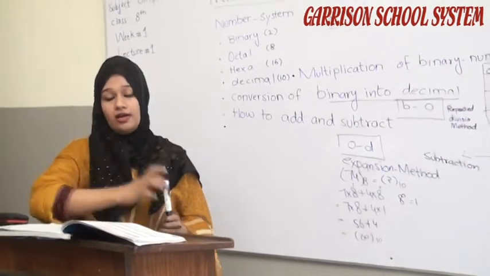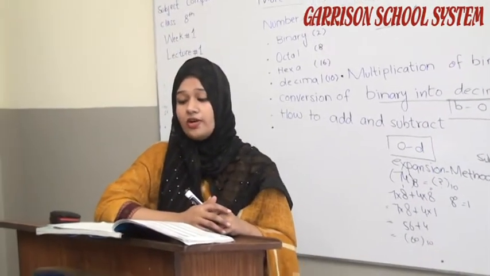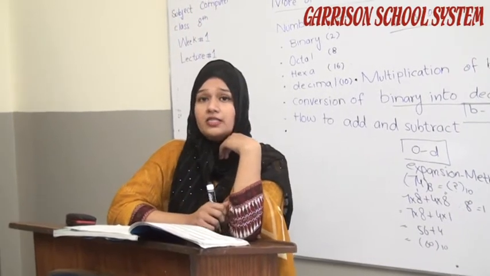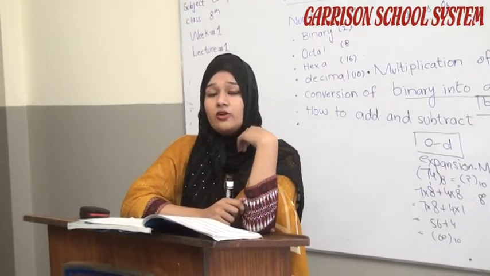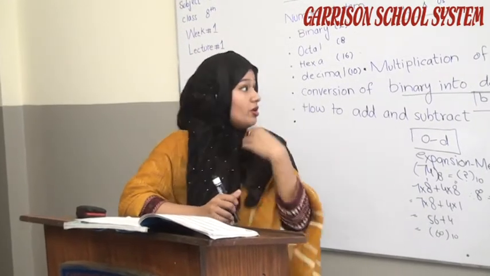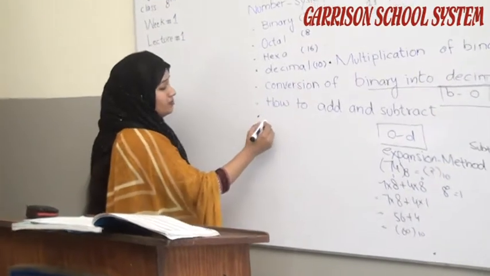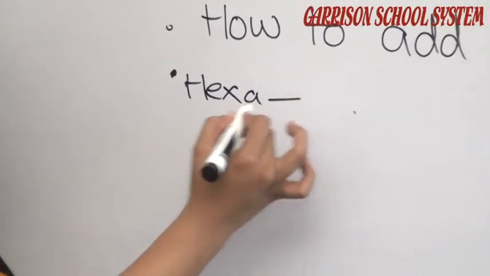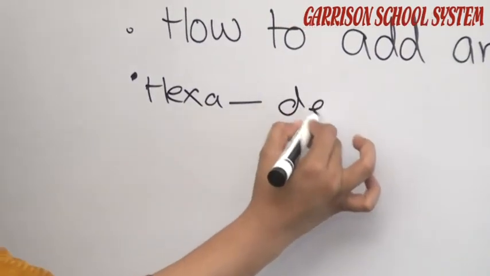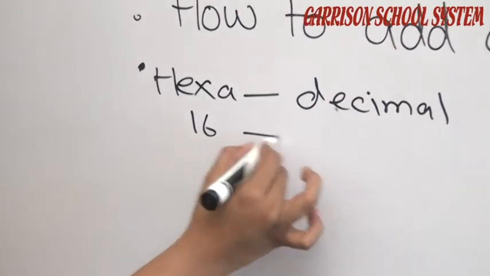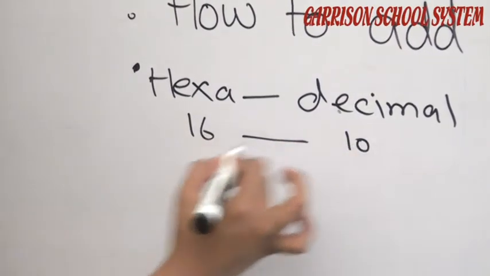Okay, next we discuss the topic of conversion of hexa values into the decimal number system. What is the meaning of hexa values? Hexa value has base 16 and decimal has base 10. It means that hexa values are converted into the decimal number system. The hexa base is 16 and you convert the number into base 10.